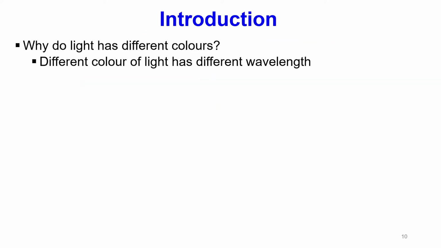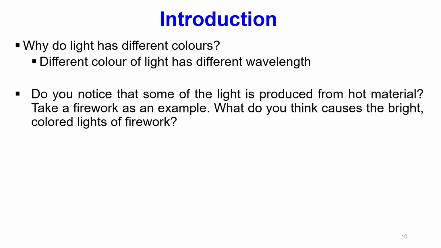So why does light have different colors? Kenapa cahaya mempunyai pelbagai warna yang berbeza? Different colors of light have different wavelengths. Kerana setiap warna ataupun cahaya mempunyai panjang gelombang yang berbeza.